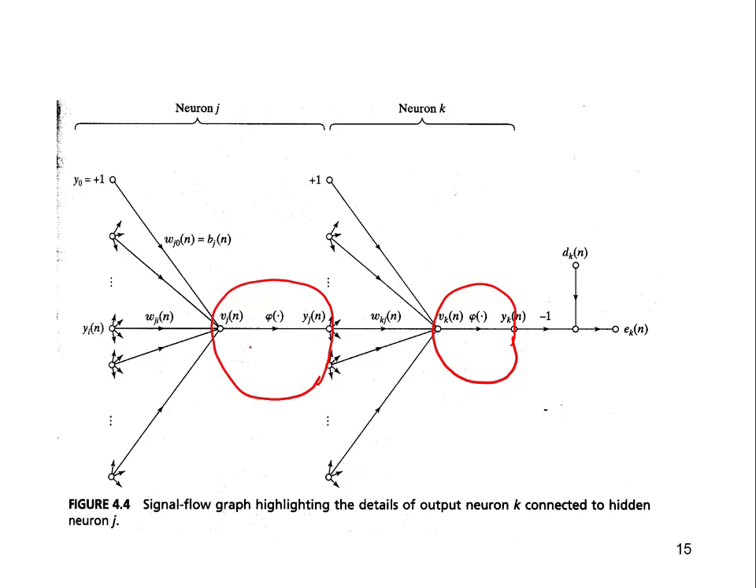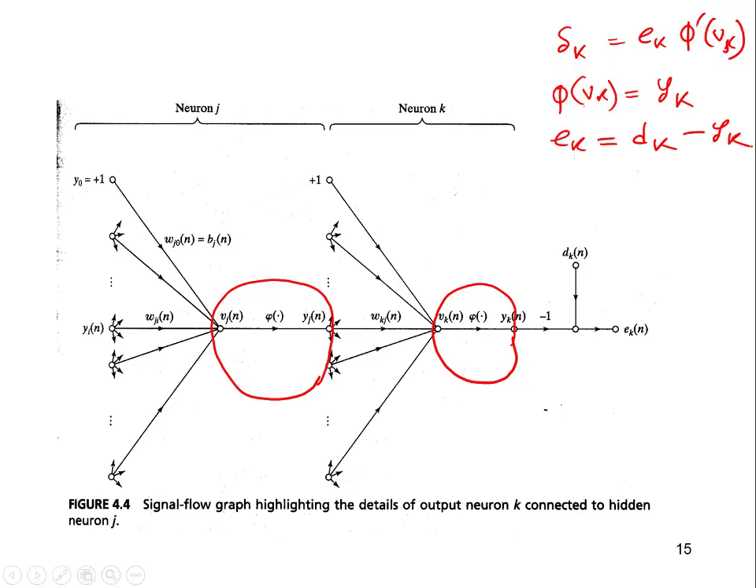For the output layer neuron, we already know that delta k can be written as ek times phi prime of vk. So what does phi prime of vk mean? Phi prime of vk is the derivative of the activation function at vk, so it relates to the output yk. And what is the error of k? The error of k is nothing but dk minus yk.